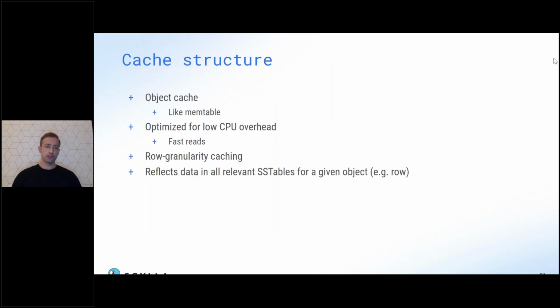We don't use a buffer cache. We use an object cache, which is similar in structure to the mem table, and doesn't suffer from the problems which I mentioned. It's optimized for low CPU overhead. We have a single version of a row which combines data from all relevant SS tables, and the caching is done with row granularity.